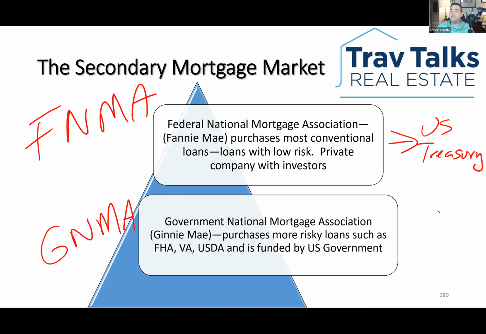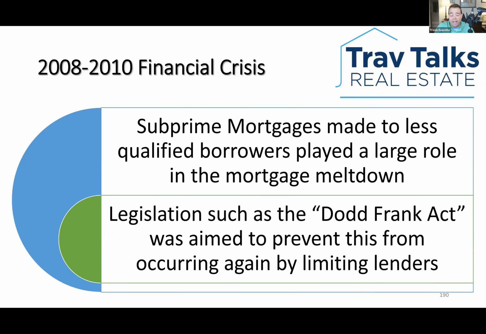Because would those FHA, VA, USDA loans get made if there wasn't somewhere for those lenders to sell them? Nope. No. They would not. And that's where the terminology government-backed loans come from.